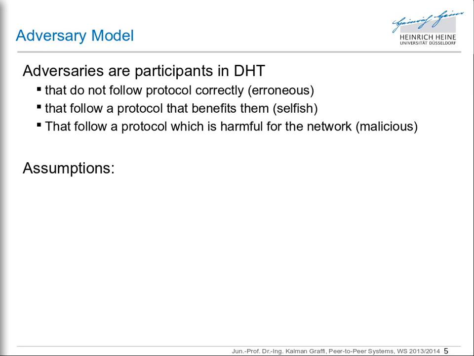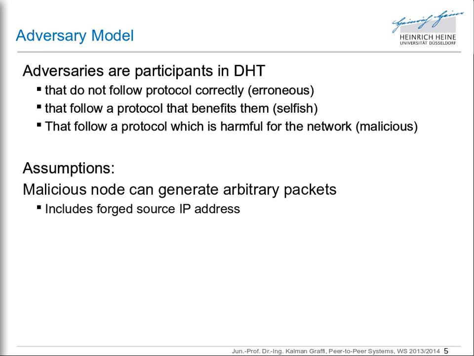So what are the assumptions for malicious behavior? First of all, malicious nodes can generate arbitrary packets, which also includes forged source IP addresses. But the node cannot receive packets addressed to other nodes. So a node can only receive packets addressed to itself.